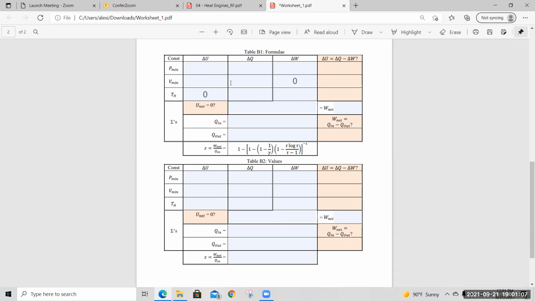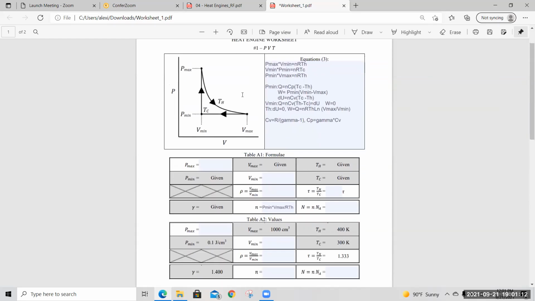Let's go to the last one of these 3. Go back to the equations, please. And that is when the temperature is fixed. Delta U is 0. So we're done with that. And the W and the Q are the same. And it's equal to N, which we just calculated from formula A1, times R, which is constant, times TH, which is given, times the natural log of V max over V min. And that ratio is rho from table A1.